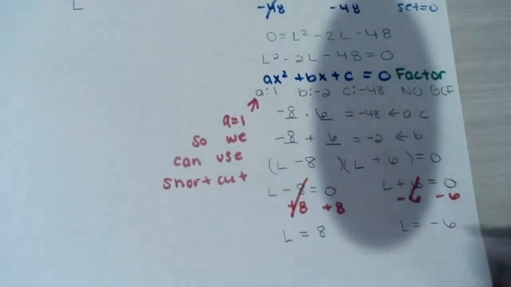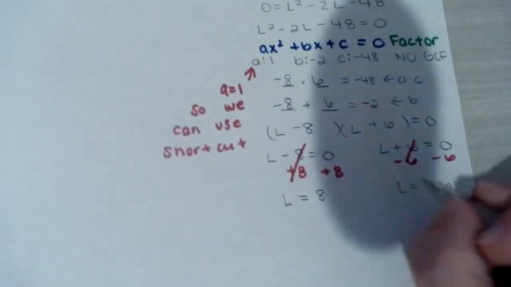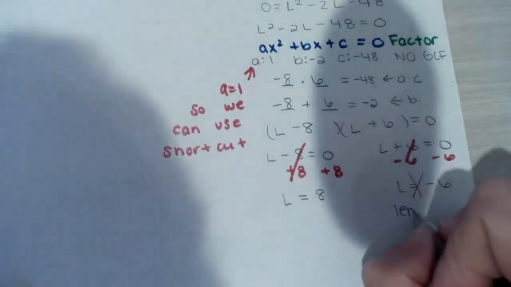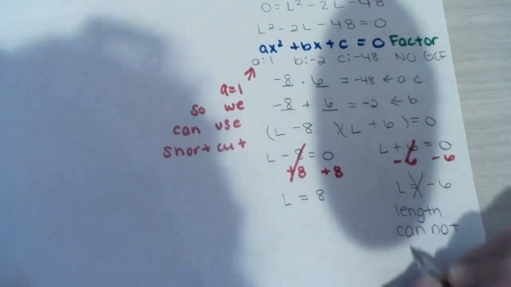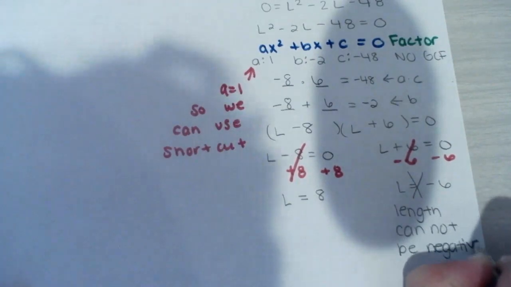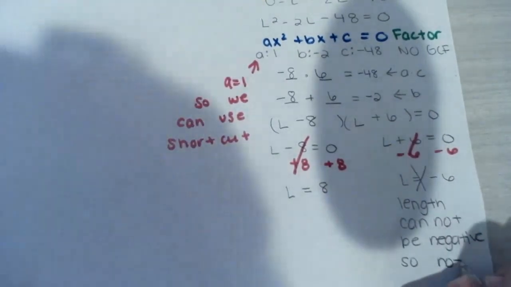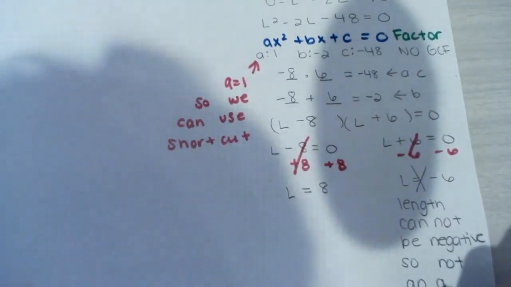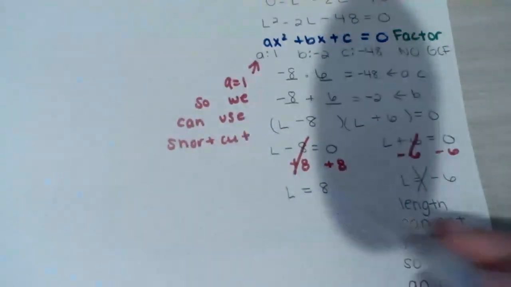We have our length. Our length is negative 6. That doesn't make any sense. Length cannot be negative. So this is not an answer. So length cannot be negative, so not an answer. So our length is 8.